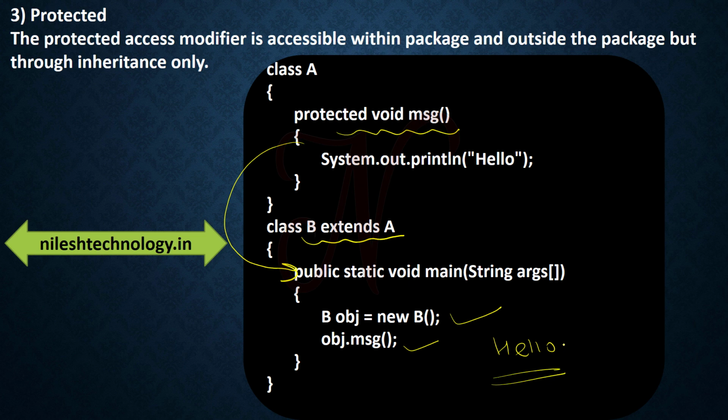And next is public. The access specifier public means it can be accessed from anywhere. You can use public in the current class, in a subclass, in a package, so it can be easily accessed. So these are the access specifiers in Java.